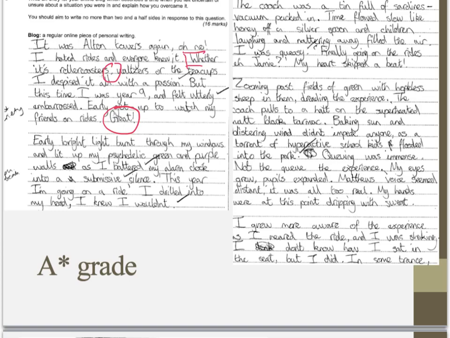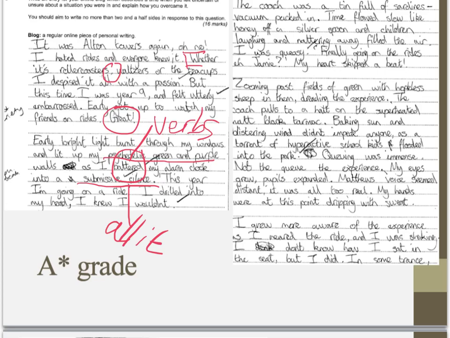What I'm impressed with is this student's use of imagery as well. Looking in the second paragraph, my psychedelic green and purple walls, and also that they use interesting verbs like battered. That's far more expressive than I turned my alarm clock off, isn't it? It really conveys that the student was angry, irritated. And see how they also use alliteration here, don't they? Quite effective into a submissive silence. This is a student who has consciously crafted their writing. They've thought about the impact of their vocabulary choices.